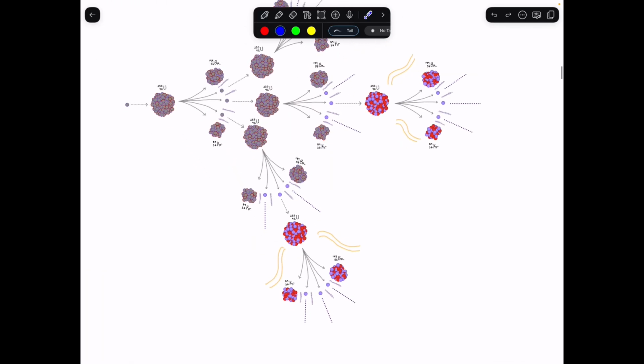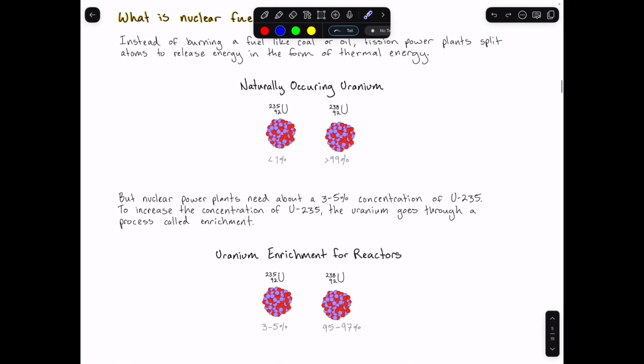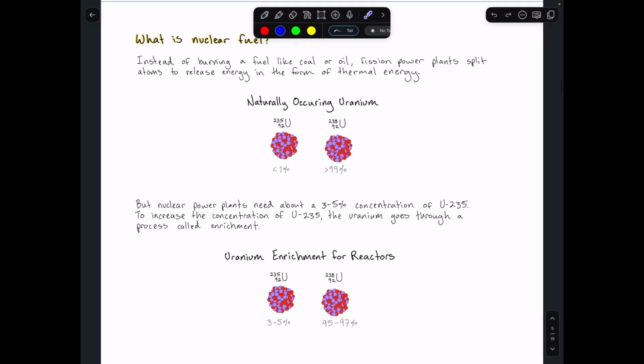So what happens is, when uranium is mined, which we're also going to cover in just a moment, after uranium is mined, it then has to go through a process called enrichment. And in the enrichment process, it increases the amount of U-235 in a fuel substance to 3 to 5%, which is used in the nuclear reactors.